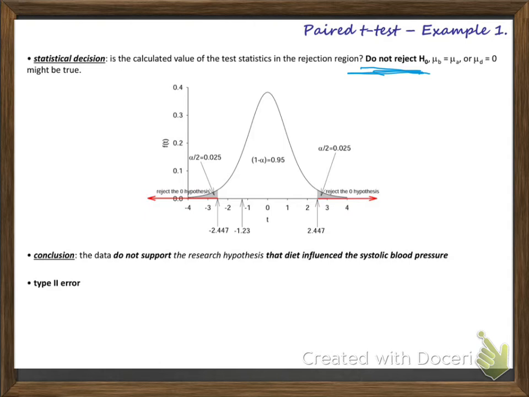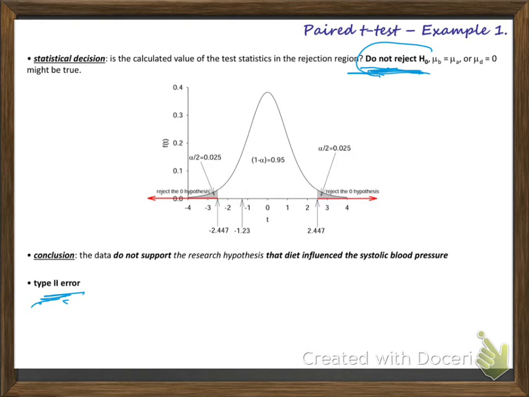If H0 is rejected, it will be type 1. If H0 is not rejected, it will be type 2. So rejection of H0 will be type 1. Not rejecting, or we did not reject, will be type 2. So here it will be a type 2 error, okay?